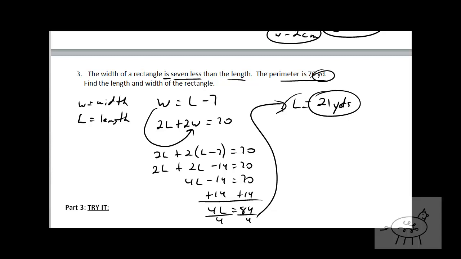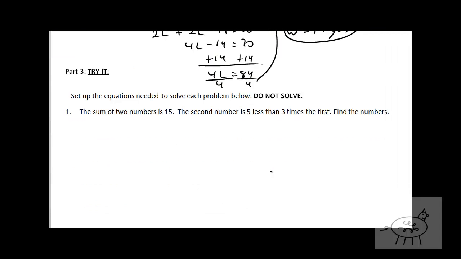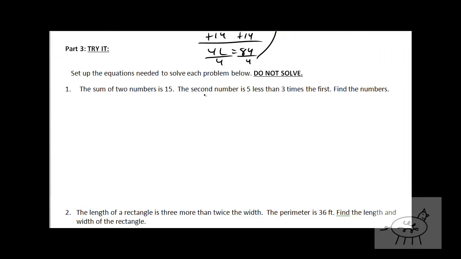Okay, that's your length. And then the width, of course, you're just going to plug this into here. So width is length, which is 21 minus 7. So width is 14 yards. Okay, that's not bad. Okay, so part 3 here, math fans, is literally just to practice setting it up.